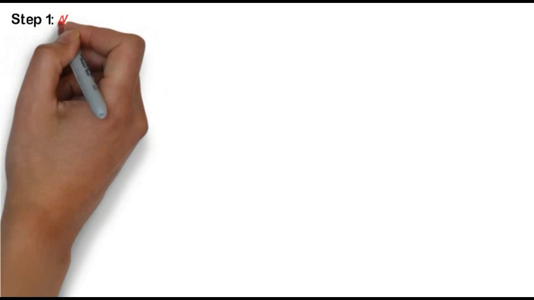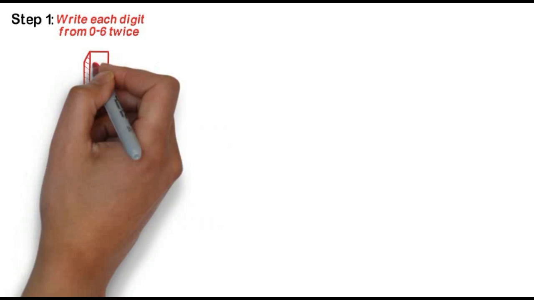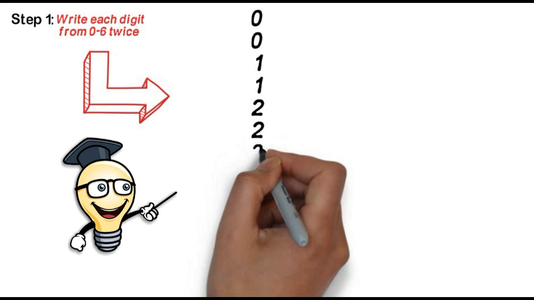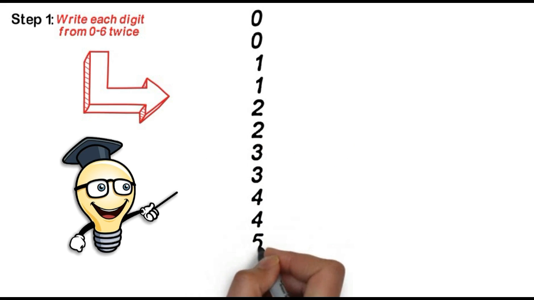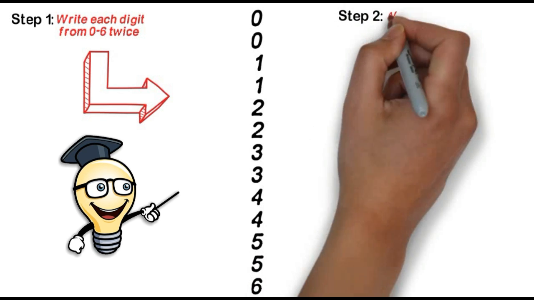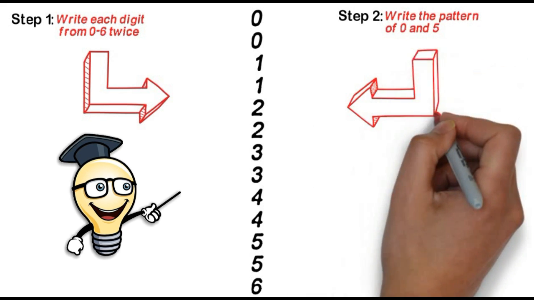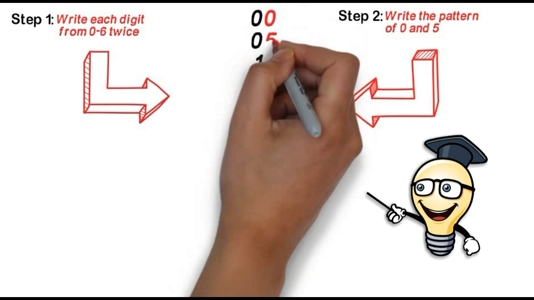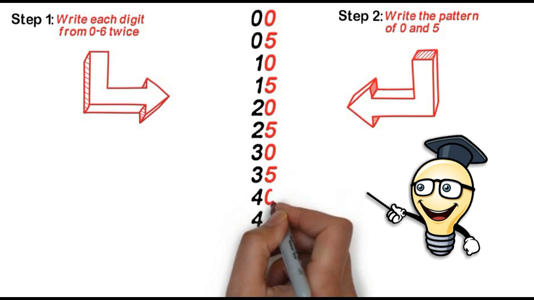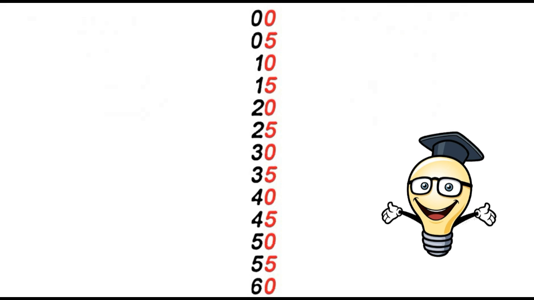Okay, so what you want to do first is write the digits from 0 to 6, writing each digit twice, like so. So we write 0, 0, 1, 1, 2, 2, 3, 3, 4, 4, 5, 5, 6, and so on. And then all you've got to do right next to them is write the pattern of 0 and 5, starting with 0. So starting right at the top, 0, 5, 0, 5, 0, 5, 0, 5, 0, 5, 0, 5, and 0. And if you haven't noticed already, there's the 5 times table.